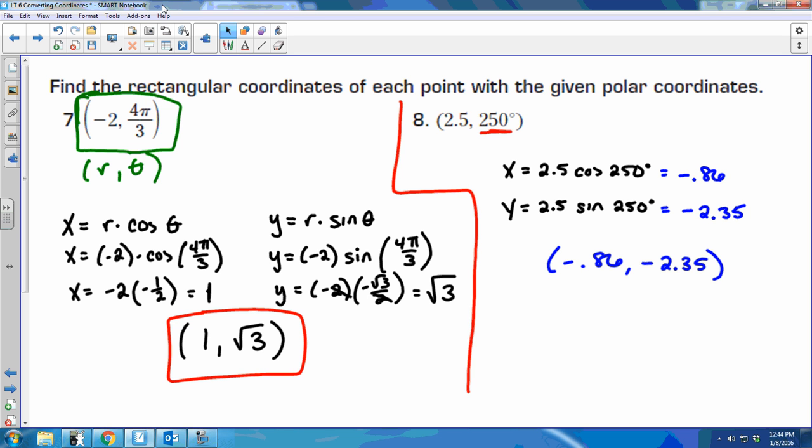Those who are still working, she'll hopefully be done in a second because it doesn't take that long. Why didn't you just type in 2.5 and the sine of 250 in your calculator? Oh, I got negative 2.4. And y equals 2.43. Okay, so now that we've had some debate about this, questions about how I got negative 0.86, negative 2.35.